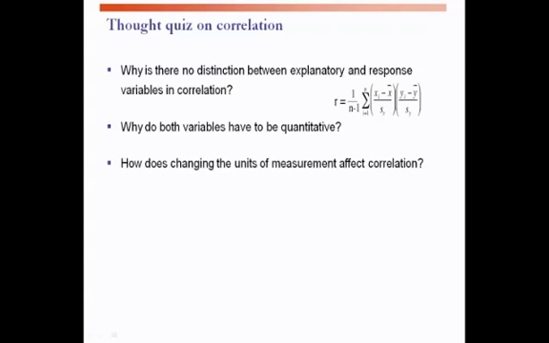How does changing the units of measurement affect correlation? It does not. Very good. What are the effects of outliers on correlations?